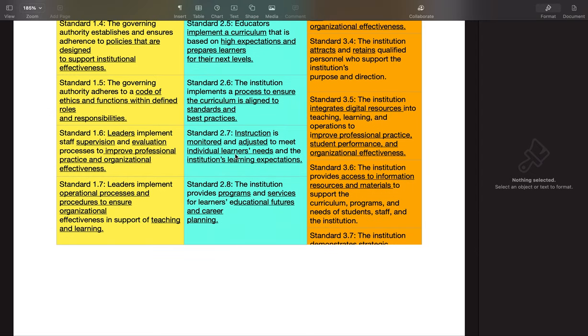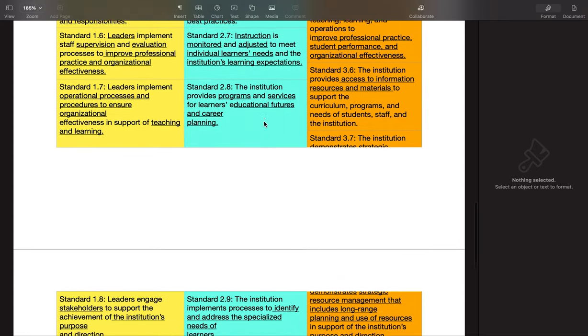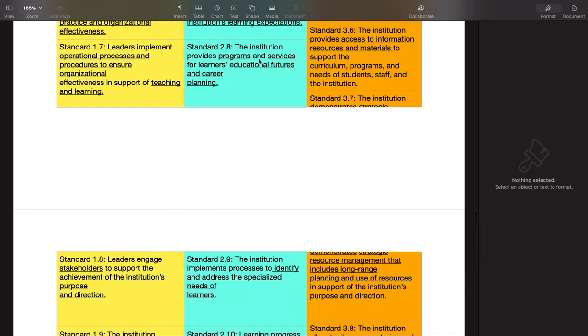The sixth standard highlights the process of curricular alignment with the standards and the best practices. The seventh standard highlights the instruction, how the instruction inside the school is monitored and adjusted in order to meet the individual learner's needs and the institution's learning expectations. The eighth standard highlights the programs and services provided by the institution for learners' educational future and career planning.